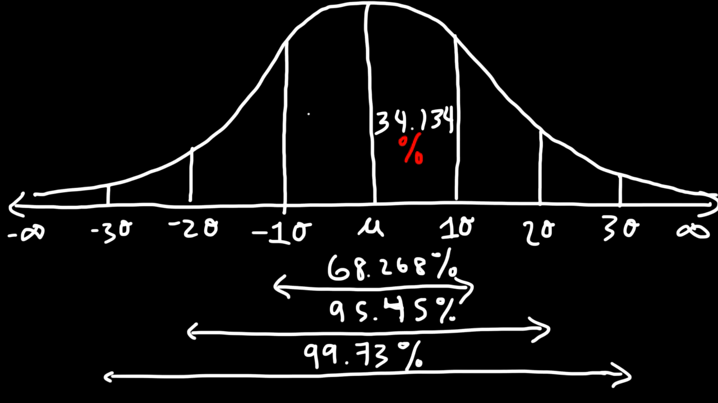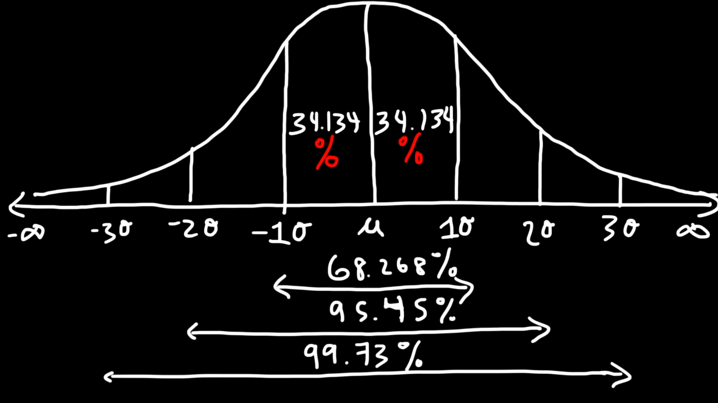So that's the percentage of finding an event between the mean and the first standard deviation. Now the left side is going to be the same. It's going to be 34.134%. When you're dealing with a normal distribution curve or bell-shaped curve, you're going to have symmetry in this problem. And keep in mind, the area of this region is 0.34134. It's the percentage as a decimal. So the area is going to be the same as the probability of an event happening within a certain region.